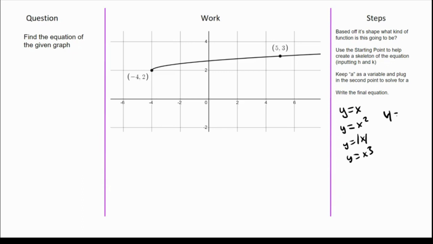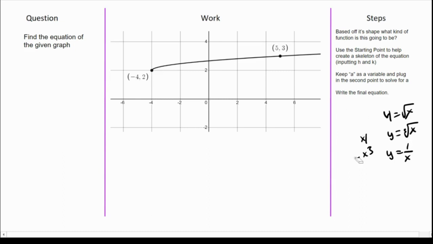We've done cubic, we've done square root graphs, we've done even cube root graphs, and I'm probably missing some. Oh, rational graphs. We've done all of these different types of functions so far. So when we look here and we're trying to find an equation, we need to look at it and see what the general shape of that is so we can tell what kind of function we're dealing with.